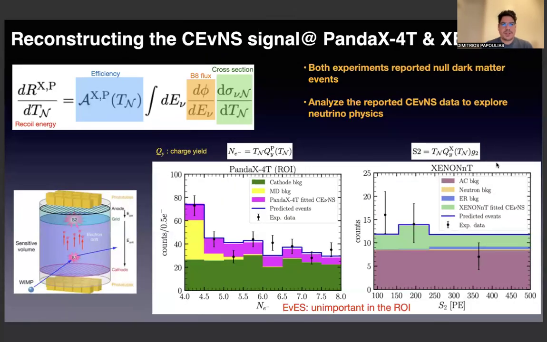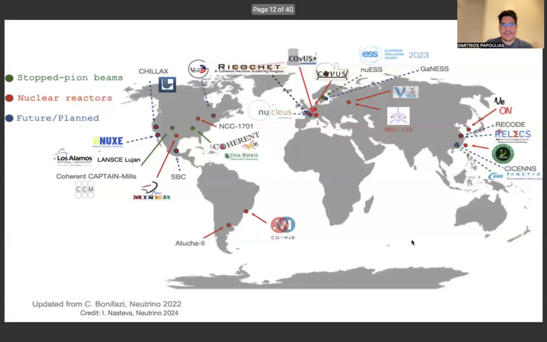We did so also for the case of the direct dark matter detection experiments which observe CEvNS, the PandaX and XENONnT collaborations. In turn, they have expressed their signal in terms of observed electrons or observed photoelectrons. And worldwide, there are many experiments aiming to observe this process using stopped-pion beams or nuclear reactors. You can see many of them around the world here. And there are also many future or planned facilities aiming to do so.